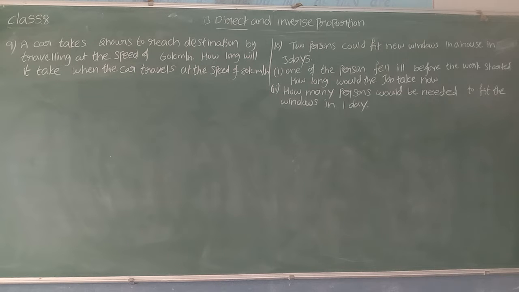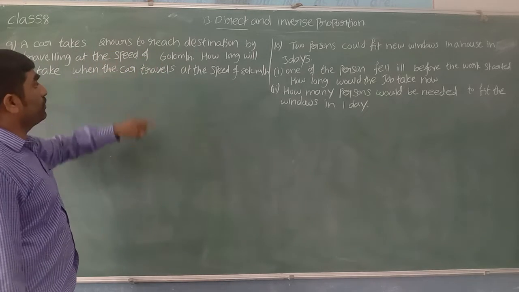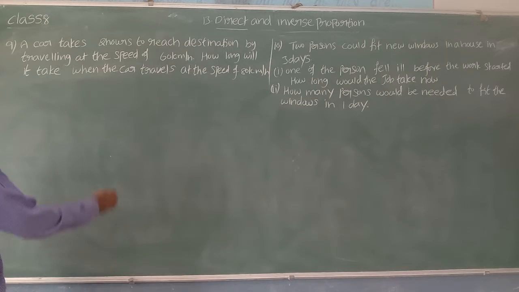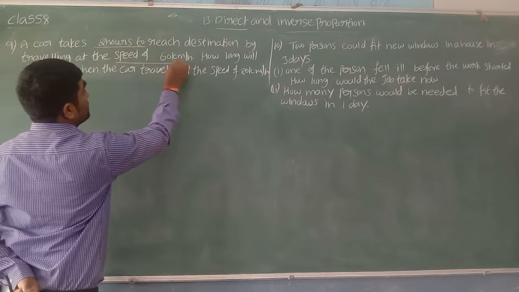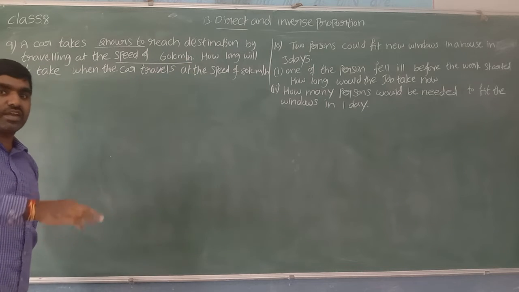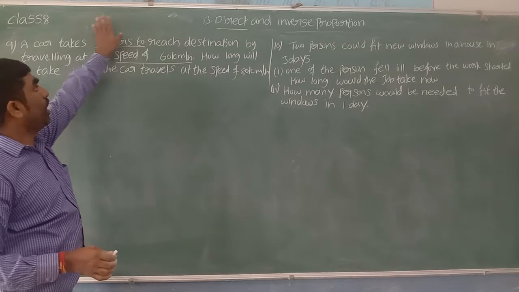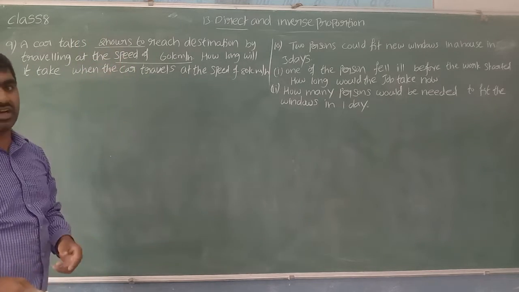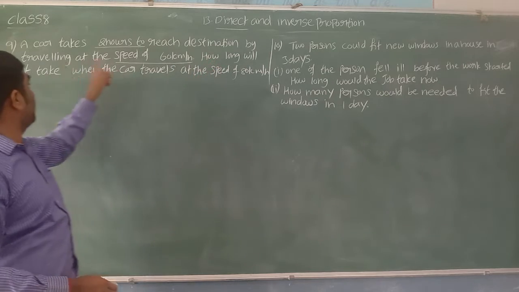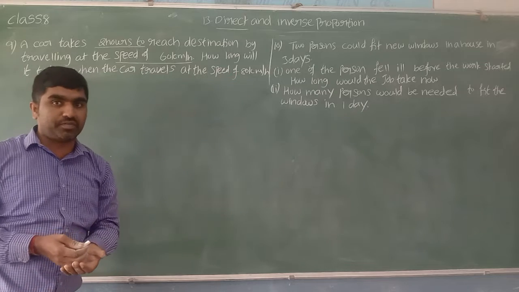Here we have the ninth one. They said a car takes 2 hours to reach a destination by traveling at the speed of 60 km per hour. Here we can catch the two quantities. The first quantity is time, how many hours, and the second quantity is the speed of the car. How long will it take when the car travels at the speed of 80 km per hour?